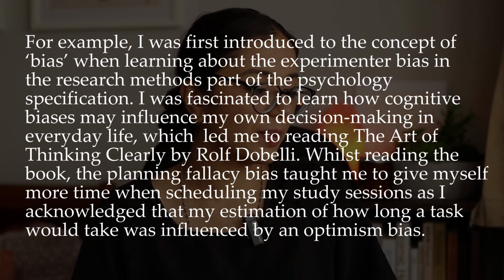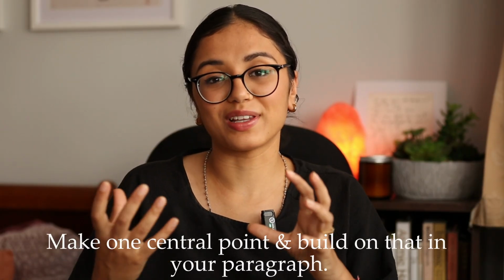Whilst reading the book, the planning fallacy bias taught me to give myself more time when scheduling my study sessions, as I acknowledged that my estimation of how long a task would take was influenced by an optimism bias. So as you can see, I've actually made a whole paragraph about just one point, which is about how I was interested in biases, and I went into a lot of detail. And this leads me on to my second tip for writing, which is to really structure your paragraphs well. You want to make one central point and build on that in your paragraph.